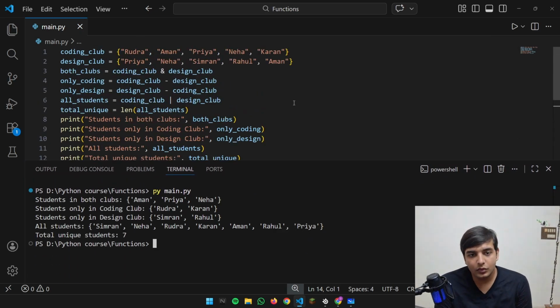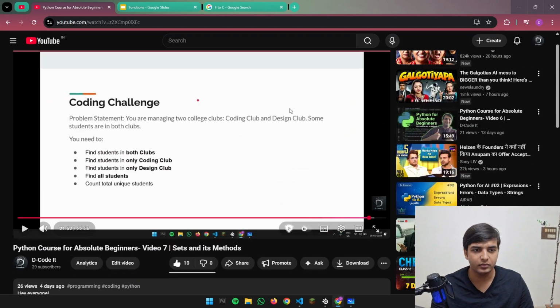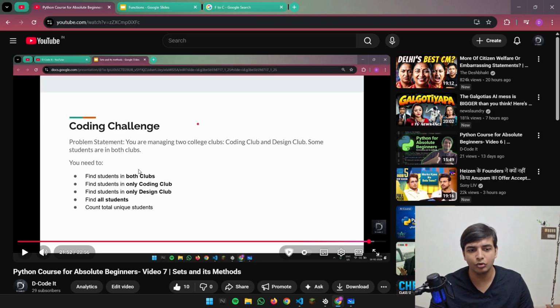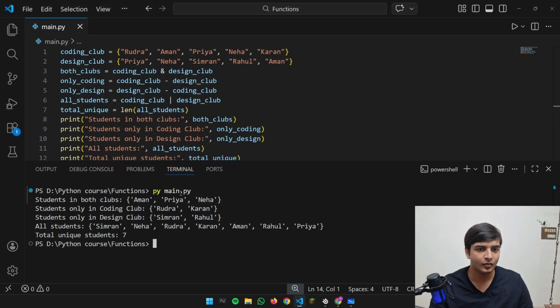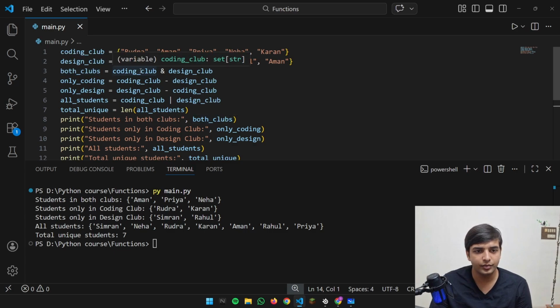Okay. So the question was that you are a college administrator or something like that, and you have to analyze the sets of students in the coding club and the design club, and you had to find out what students are in both clubs, find students only in the coding club, only in the design club, and all the students, and count total unique students.